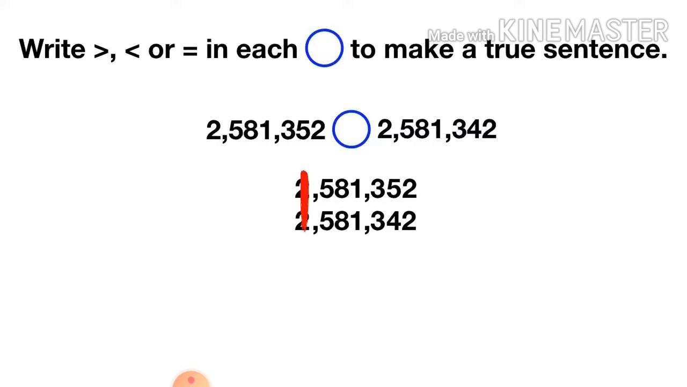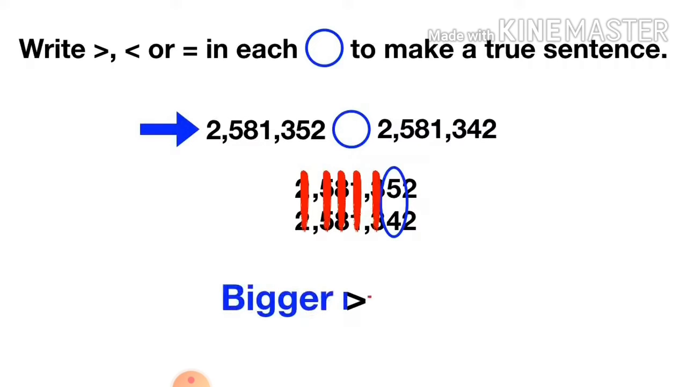Next is the 5 and the 5. Again, they're the same. After that, we see the 8 and the 8 are the same, the 1 and the 1 are the same, the 3 and the 3 are the same, and then we get to the 5 and the 4. Now these are different. We can tell that 5 is bigger than 4, so the first number is bigger than the second number. Now remember, with your greater than or less than symbol, the big open side is the bigger number, and the small pointy side, the smaller number. So to show that our first number is larger, write your greater than symbol like this.